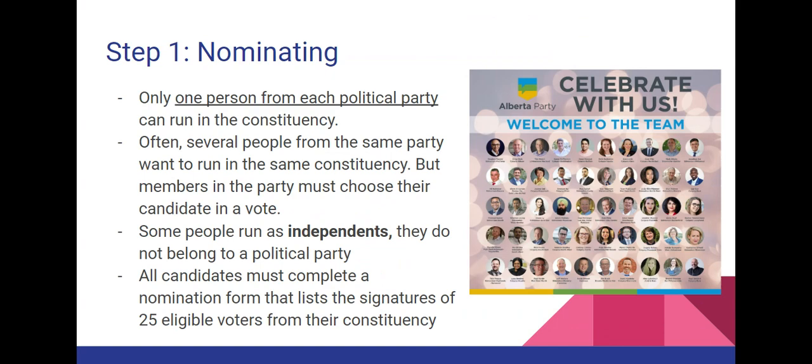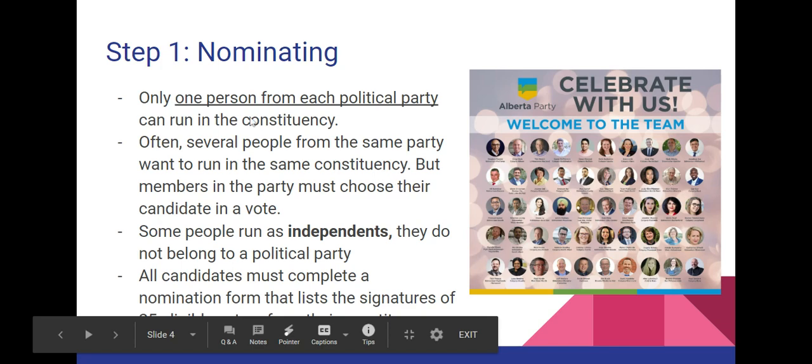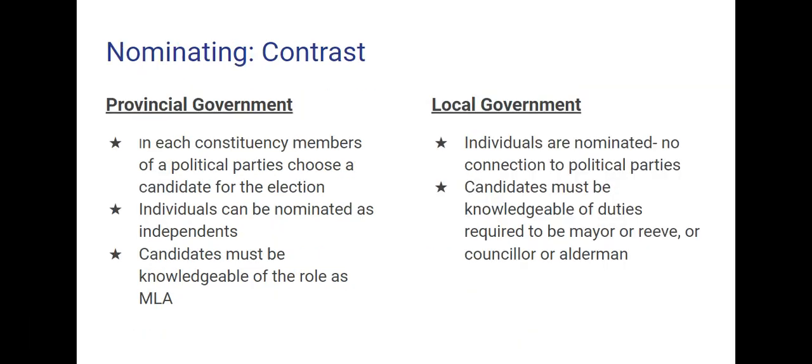Some people can run as independents, which means they don't belong to a political party. All candidates must complete a nomination form that lists signatures of 25 people from their constituency.